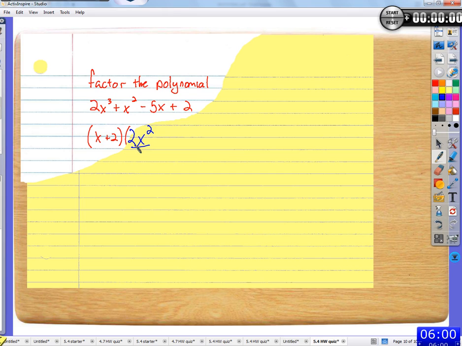Exactly. So the idea is, what do we have to multiply x by to get 2x to the third? 2x squared. Right? And we want to start with the biggest power of x. This is actually 2x to the 0 power of x. So we're going to write it in order of the biggest x, because then we'll make sure that the only way we can get a 2x cubed is by multiplying x by 2x squared.